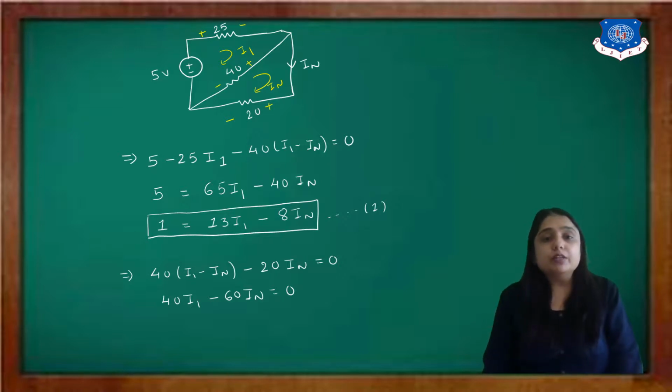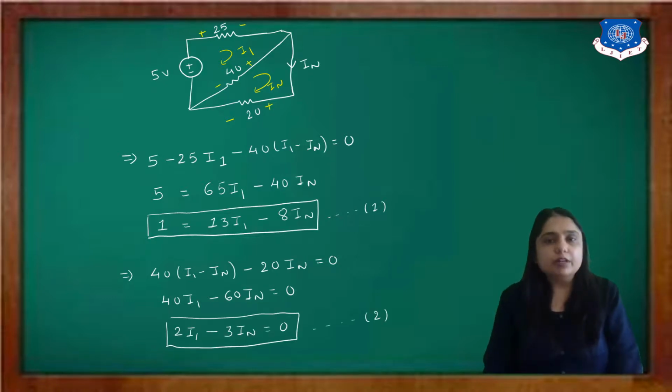Now easily you can divide this equation by 20. So what will you get? 2I1 minus 3IN equals 0. So this will become my equation number 2.